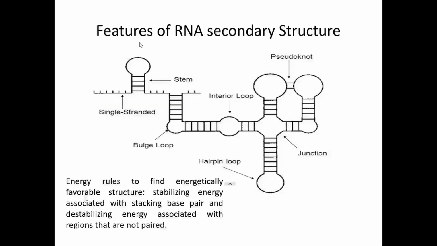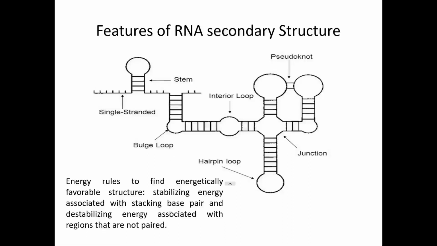Next is features of RNA secondary structure. We can see here the stem formed by base pairing of sequences and then the loop which is single stranded. Here there are many types of loops, and a type of junction and pseudoknot are all displayed here. RNA secondary structure can be predicted by using energy rules. Here stabilizing energy is taken into account when stacking base pairs are there, and destabilizing energy is associated with regions that are not paired.